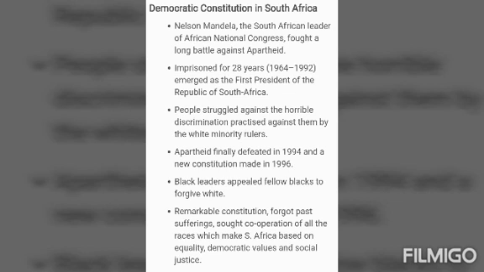Nelson Mandela, the South African leader of the African National Congress, fought a long battle against apartheid, was imprisoned for 28 years, and emerged as the first president of the Republic of South Africa. People struggled against that horrible discrimination practiced against them by the white minority rulers.